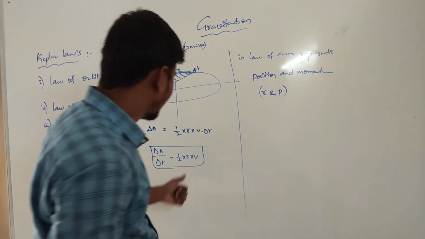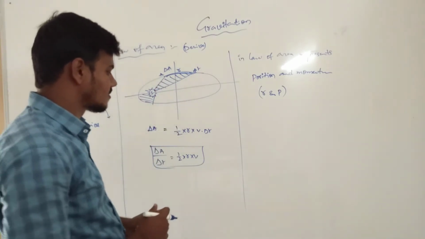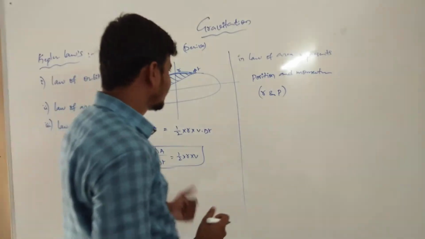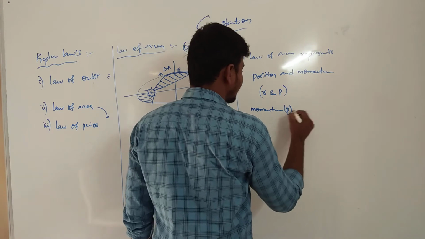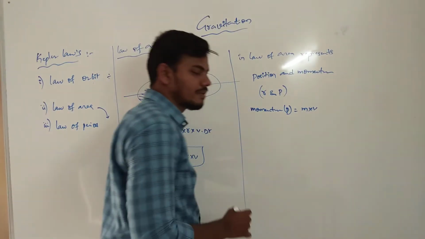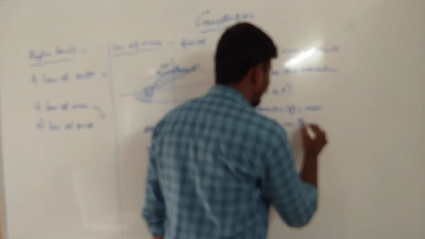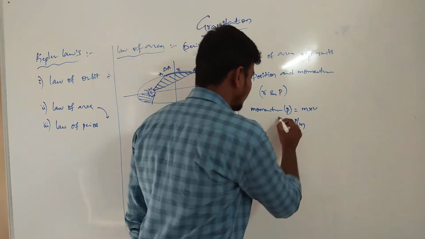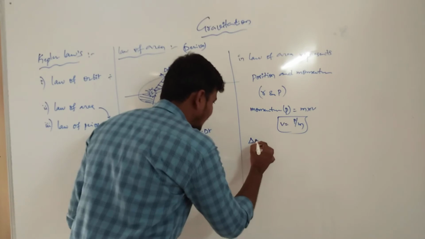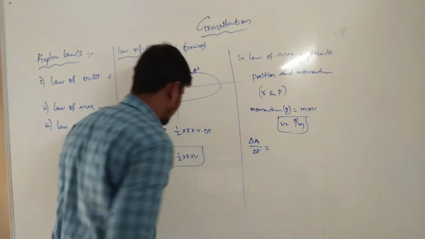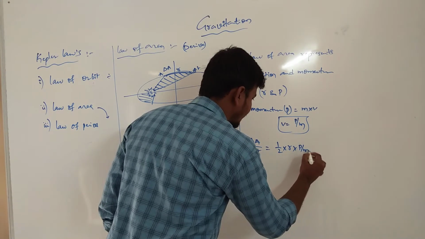Since r is the position, between the positions a to b we can take delta A by delta t equals half r into v. Momentum p equals mass into velocity, p equals m v. So v equals p by m. Substituting in this equation, delta A by delta t equals 1 by 2 into r into p by m.